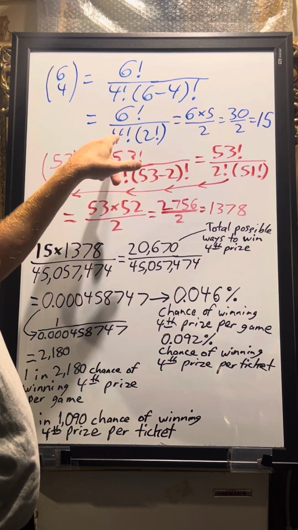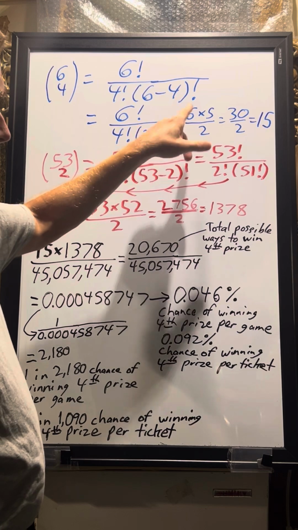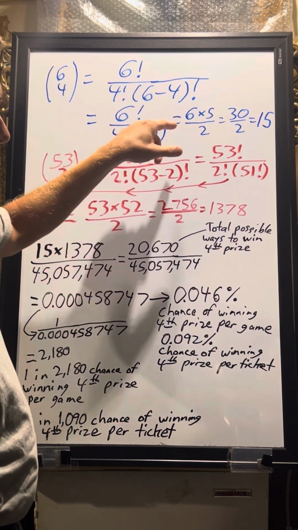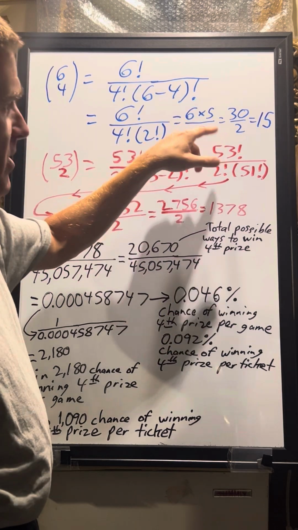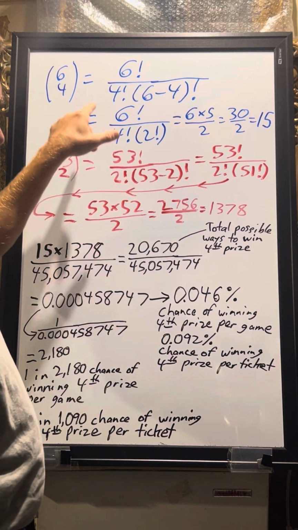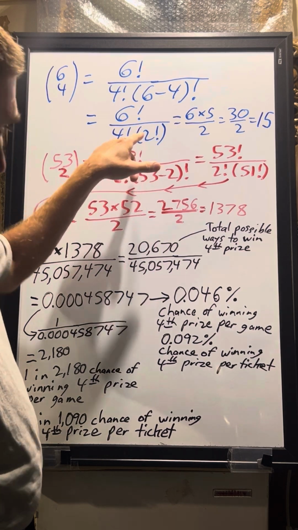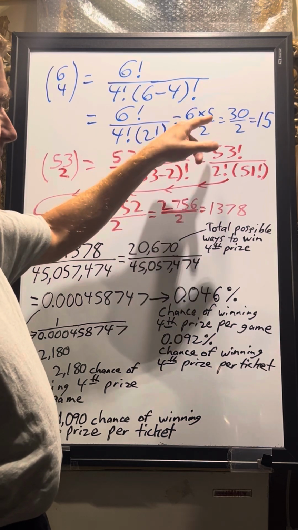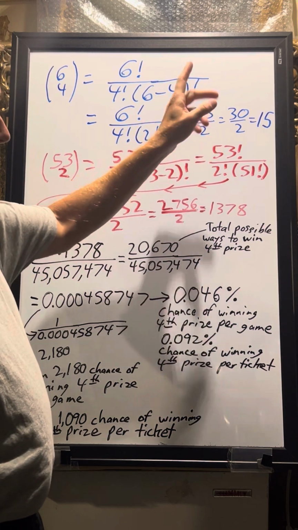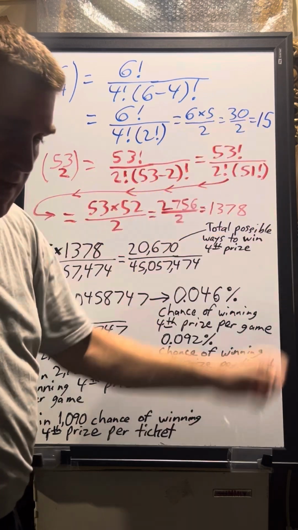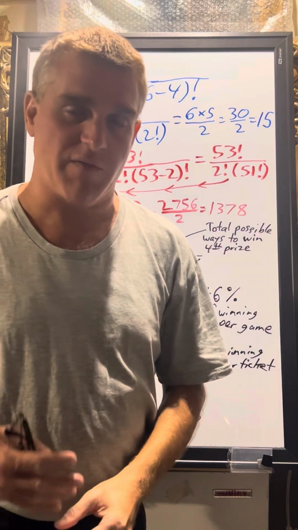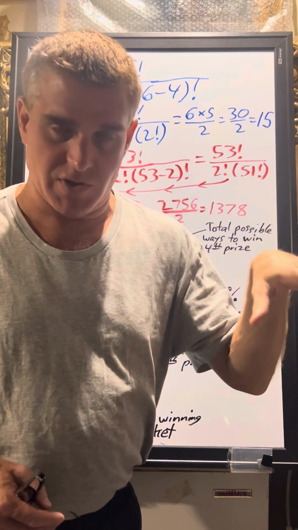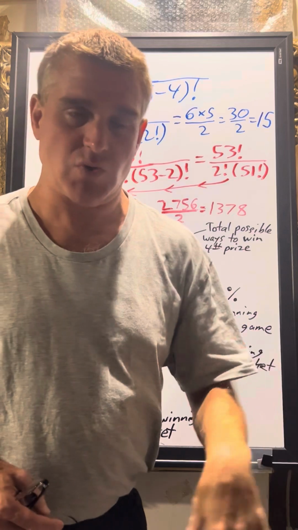The 4 factorial in the denominator is going to cancel out all the numbers within the 6 factorial for the numbers 4 and below. So on the numerator, you just have 6 times 5 left over, because the 4 factorial is canceled out, and then you're left with the 2 factorial, which is just 2 times 1. So you've got 6 times 5 divided by 2, which equals 30 over 2, which equals 15. And so 15 is the number of different ways you can select 4 numbers from a pool of 6 numbers where order doesn't matter.